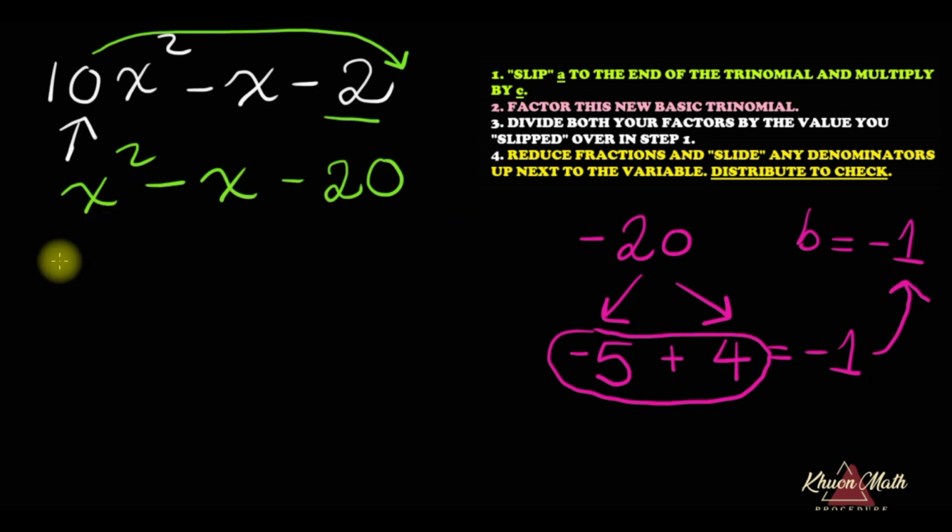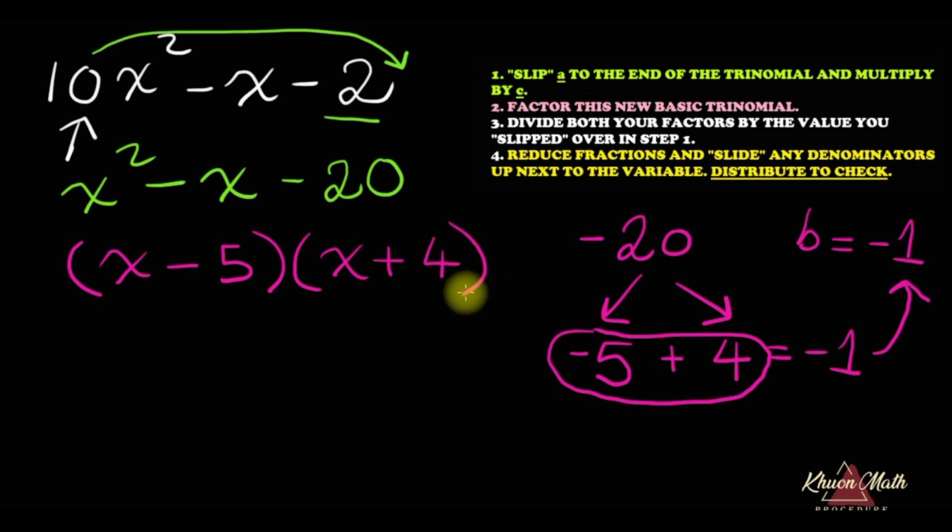So what we do with those two numbers is we're going to use those two numbers and we're going to write it in factor form. So we have x take away 5 times x plus 4. Okay, so that's step 2. Step 3 is to divide both your factors by the value you slipped over in step 1. So what did we move over in step 1? We moved the 10 over to multiply with the negative 2. So now we're going to have to go back and divide these factors by 10.